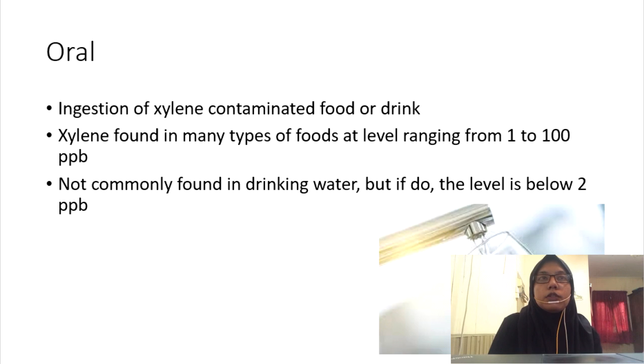Next, the route of exposure is oral: ingestion of xylene-contaminated food or drink. Though this route is not that common, xylene can still be found in many types of food at levels ranging from 1 to 100 ppb, or parts per billion. It is not commonly found in drinking water, but if it is, the level is below 2 ppb.